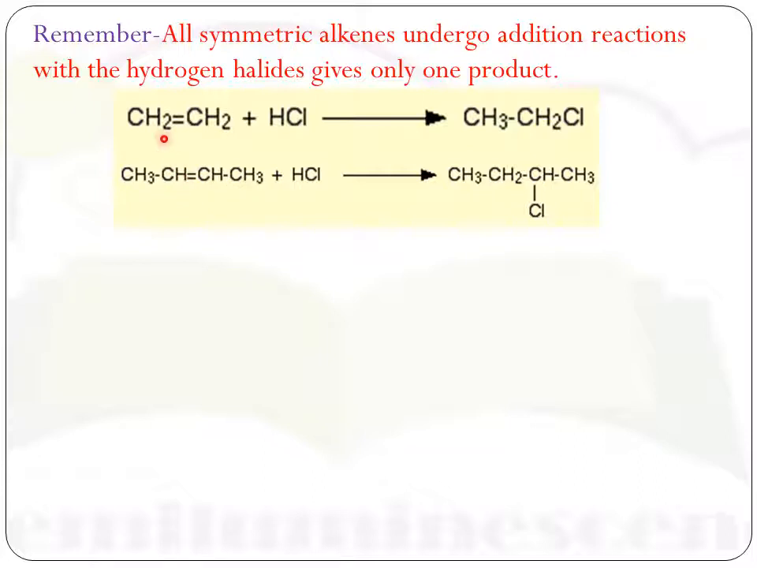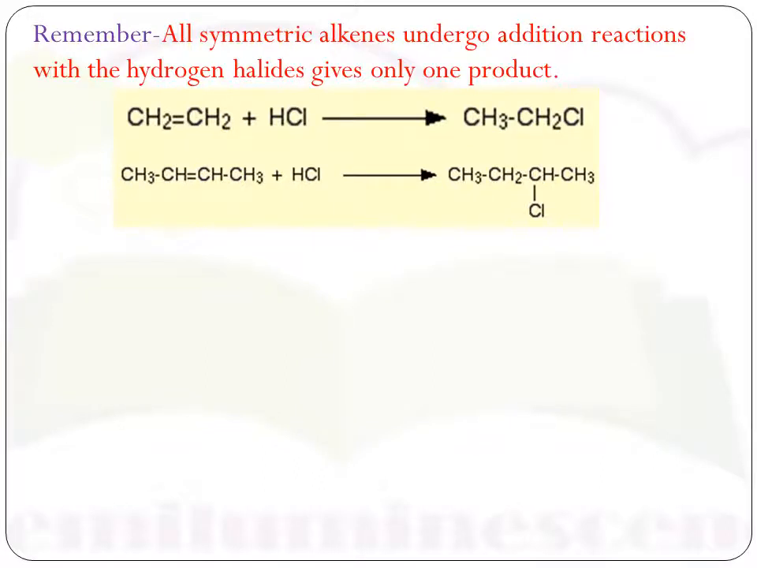How to identify whether these are symmetric or unsymmetric? Make a cut of this compound, that is, put a line across the double bond. If you get two equal portions, that alkene is symmetric, and if you get two unequal parts, it is an unsymmetric alkene. So these are the reactions of addition of HCl to symmetric alkene, and you can see here only one product is formed. Hence, there is no need to find out which one is major and which one is minor. So remember that Markovnikov's rule or anti-Markovnikov's rule are useful for asymmetric alkenes.